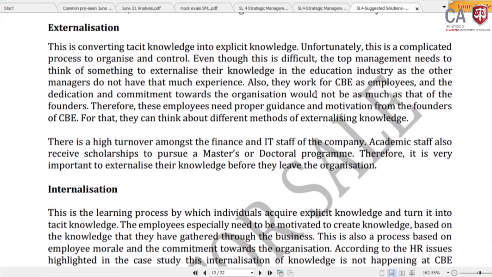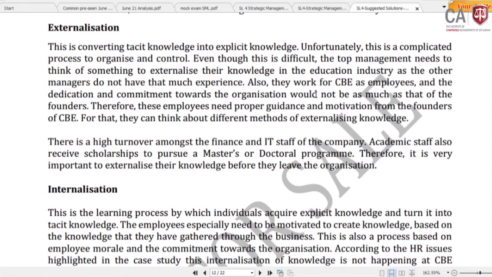Therefore, these employees need proper guidance and motivation from the founders of CB, and for that they can think about different methods of externalizing knowledge. One of the ways, which the examiner is not suggesting here, is to ask these experienced employees to prepare a policy manual, then a procedure manual. So that is one of the best ways to convert their tacit knowledge into explicit knowledge, right? You can suggest that one.